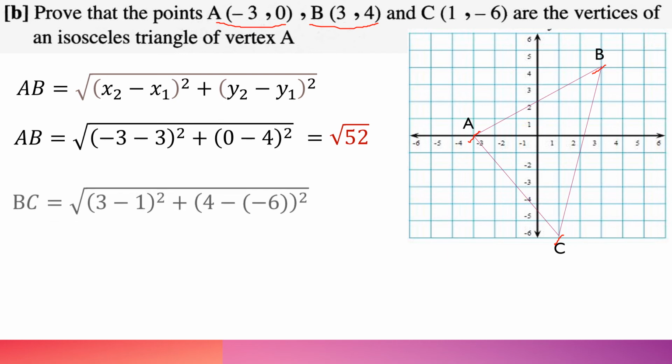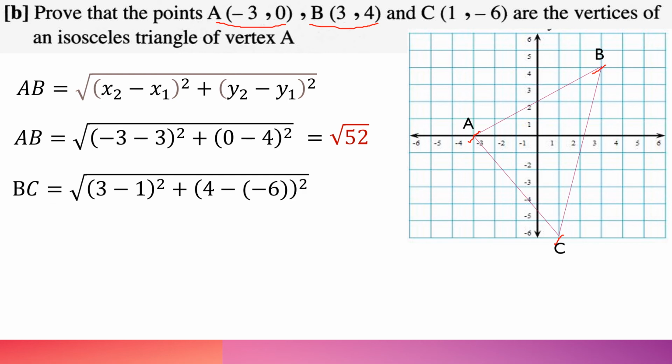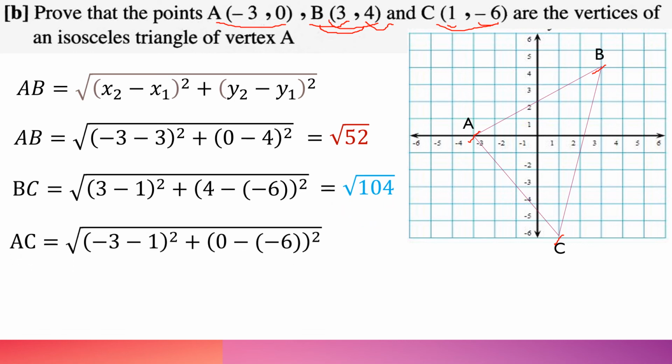To find the length of BC, we go to BC. Here is the point B and here is the point C. Directly, (3 minus 1) all power 2 plus (4 minus negative 6) all power 2 gives me root 104. The last length we find is AC. We substitute, and it will give me also root 52. So the two sides that are equal are AB and AC. So it is an isosceles triangle.